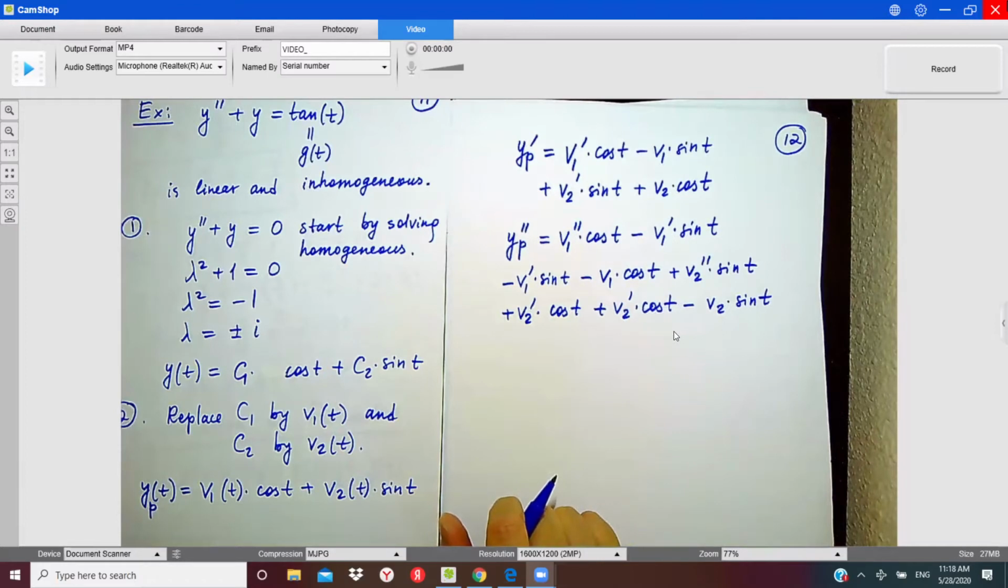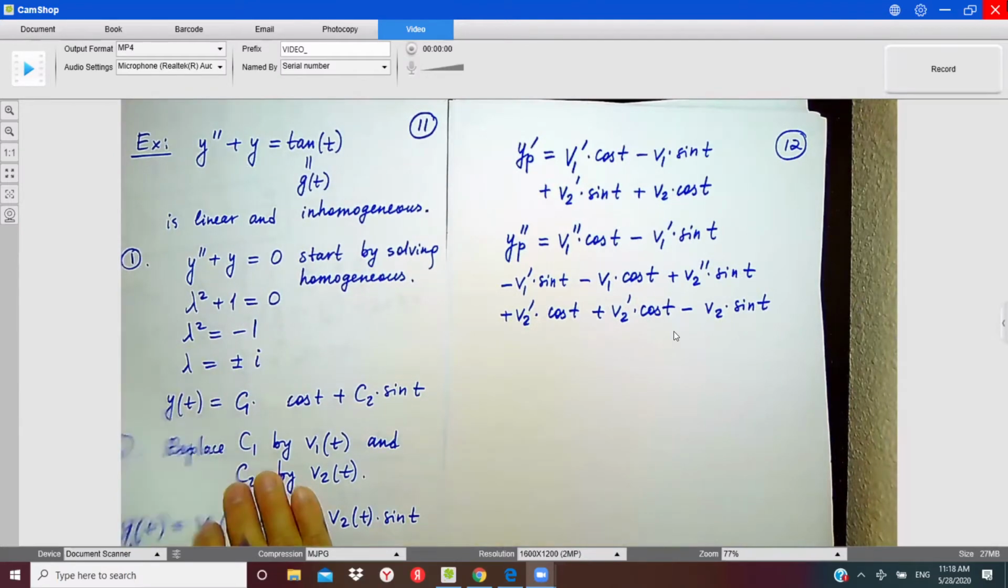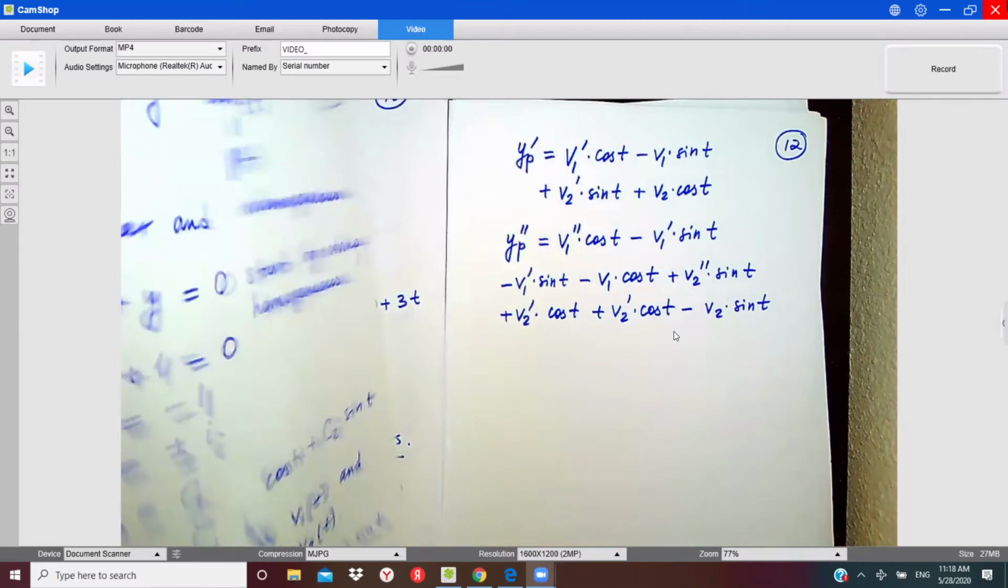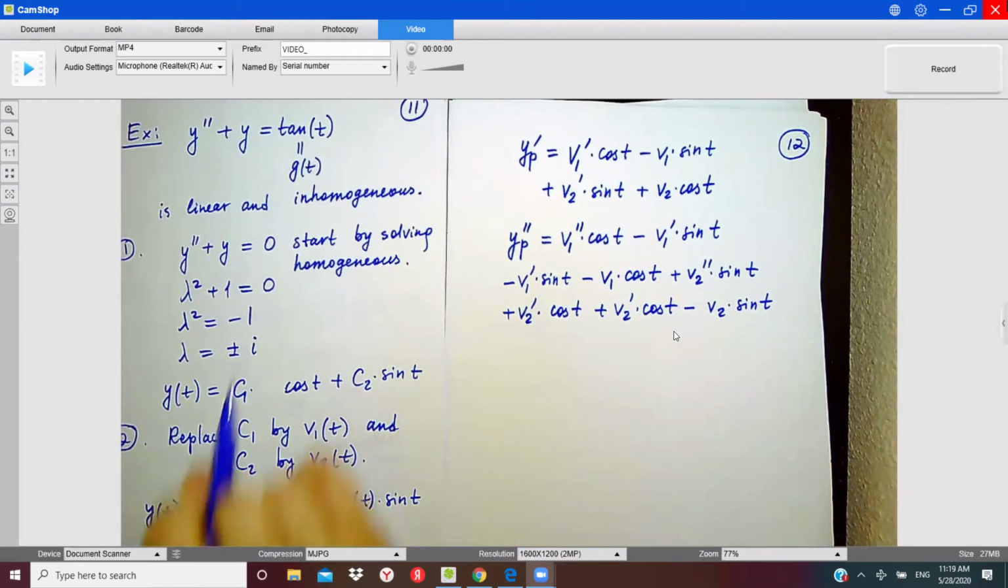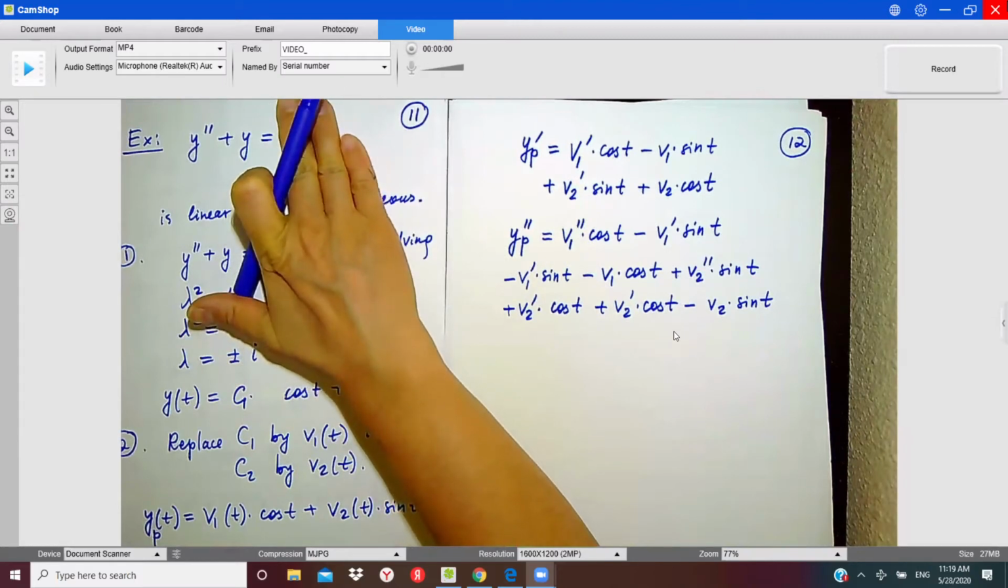For tangent, why are we doing cosine and sine? Shouldn't it be secant squared that we're dealing with for the derivative? No, this is a different method. So this method is called variation of parameters. And in this method, we are not going to even look at this right-hand side until much later.